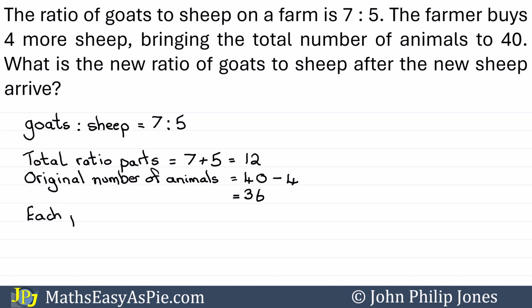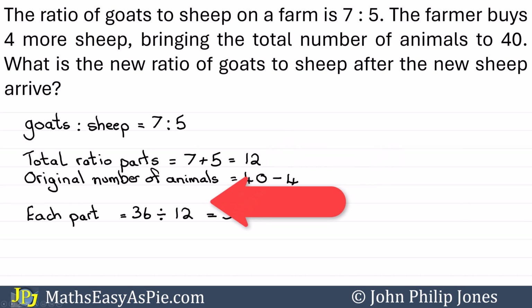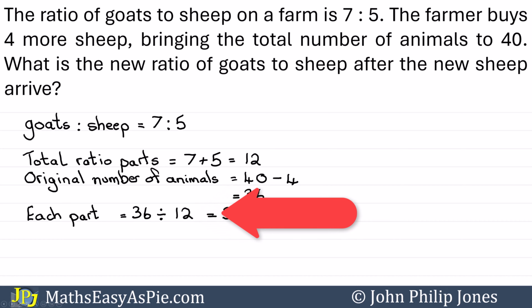Each part is therefore equal to 36, the number of original animals, divided by 12, which is the total number of parts we had at the beginning of this calculation. And of course, 36 divided by 12 is equal to 3.